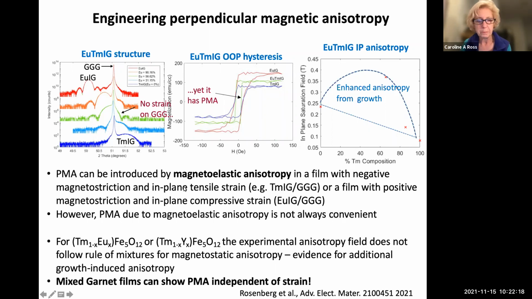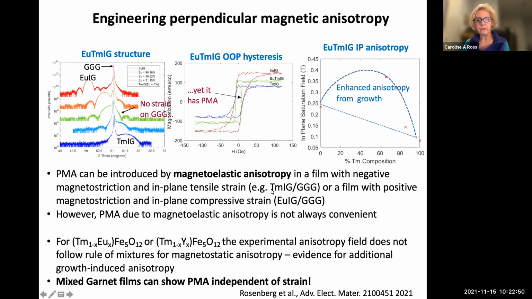Typically, we would get it by magnetostriction or magnetoelastic anisotropy, where we arrange for the film to have a certain strain state and a certain magnetostriction coefficient. For example, if a material has a negative magnetostriction and in-plane tension, then it's going to drive it towards having perpendicular anisotropy. And conversely, a positive magnetostriction and an in-plane compression will give us perpendicular anisotropy.